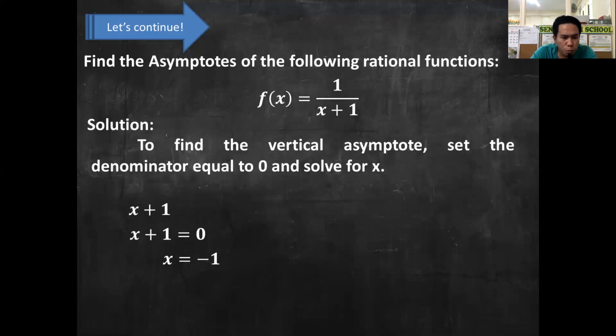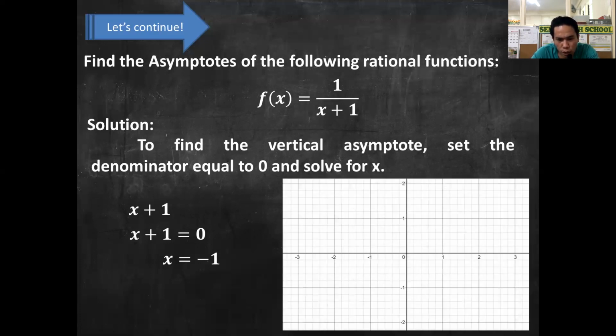Or, ilipat natin yung positive 1 sa kabila. Pag nilipat natin sa equal sign, magiging opposite sign na siya, or opposite operation. So, pag positive, magiging negative. Sige. So, our vertical asymptote will be negative 1.